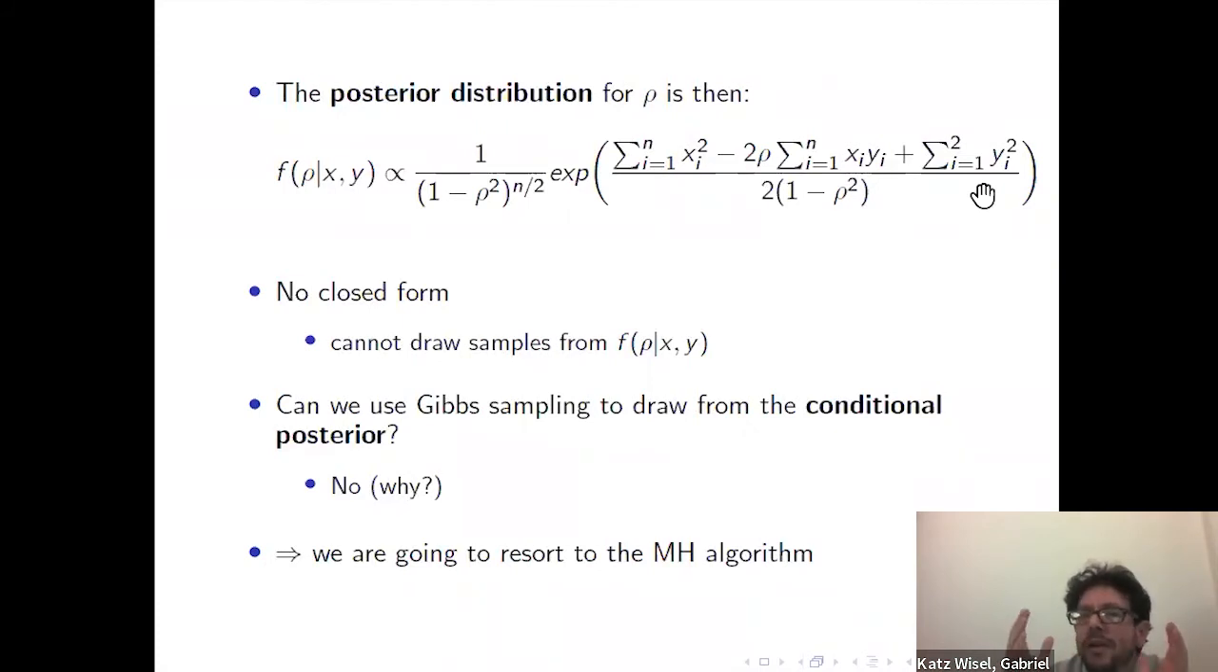So again, what does it mean using a Metropolis Hastings? We need to come up with a proposal density. We need to generate candidate values from that proposal density, and then compute the ratio and compare it to the value of a variable drawn from a uniform distribution.